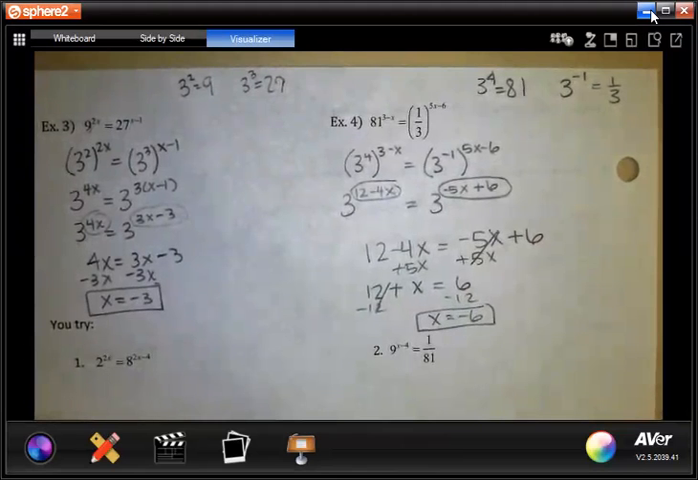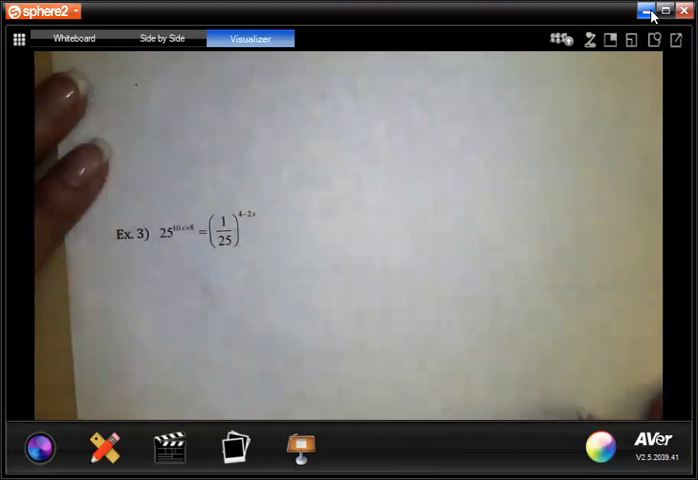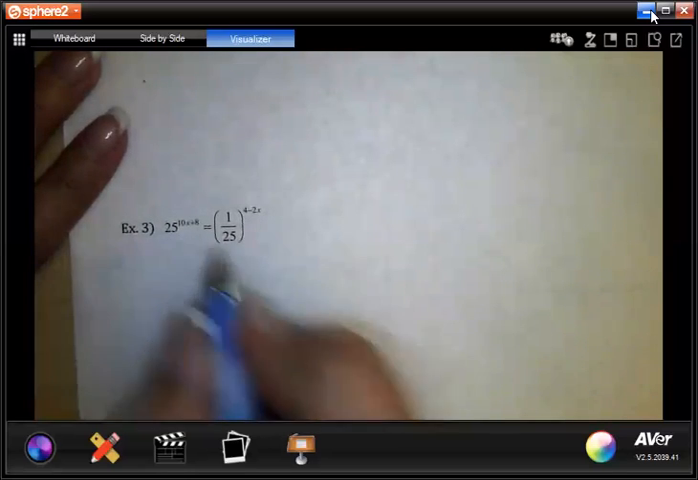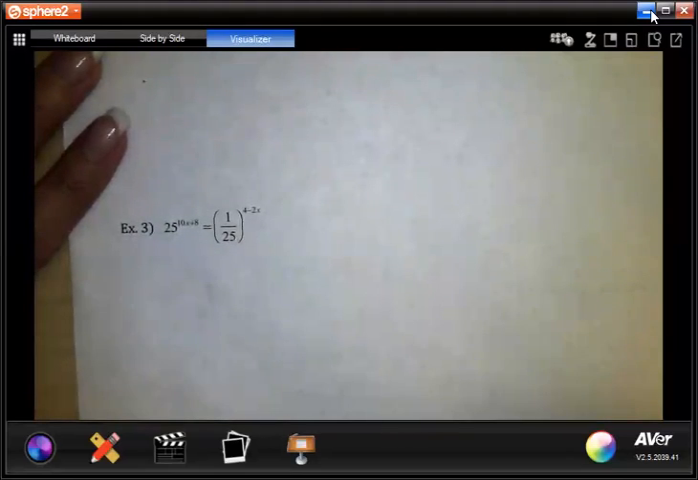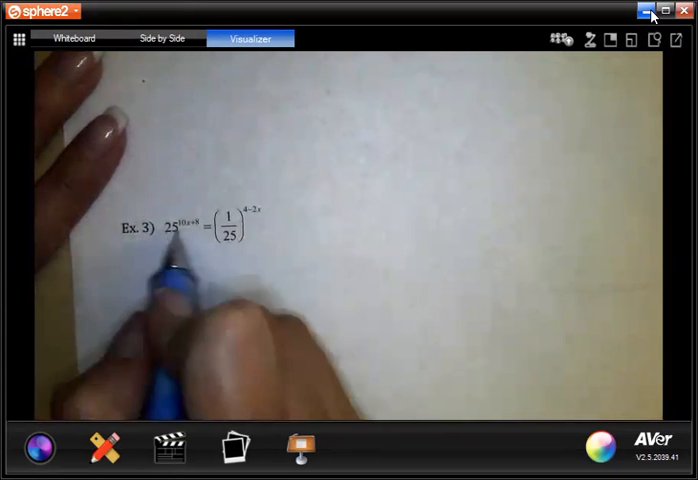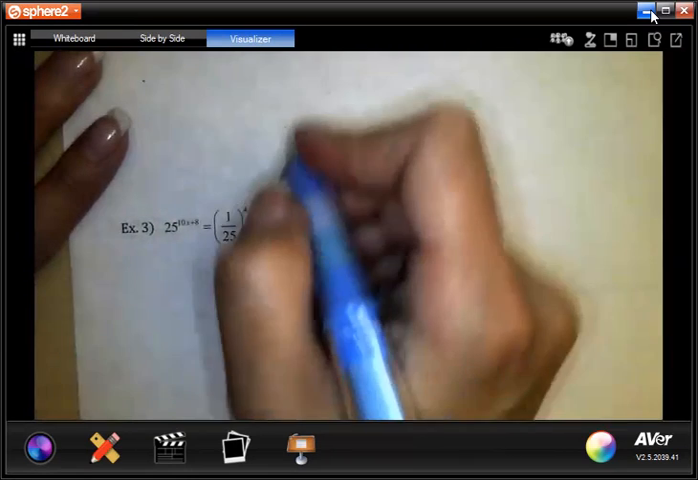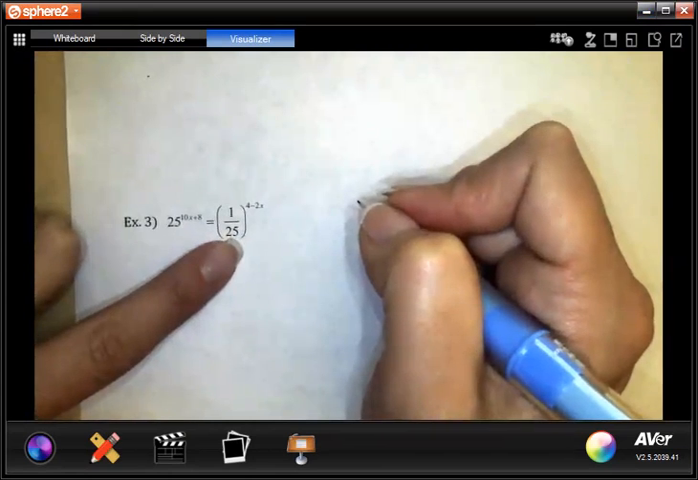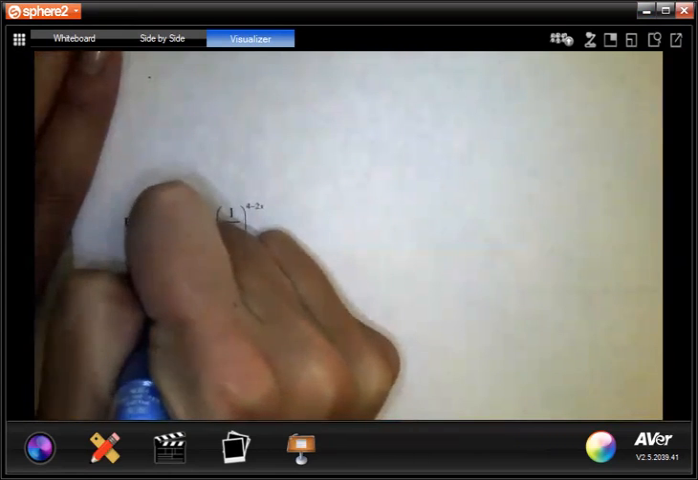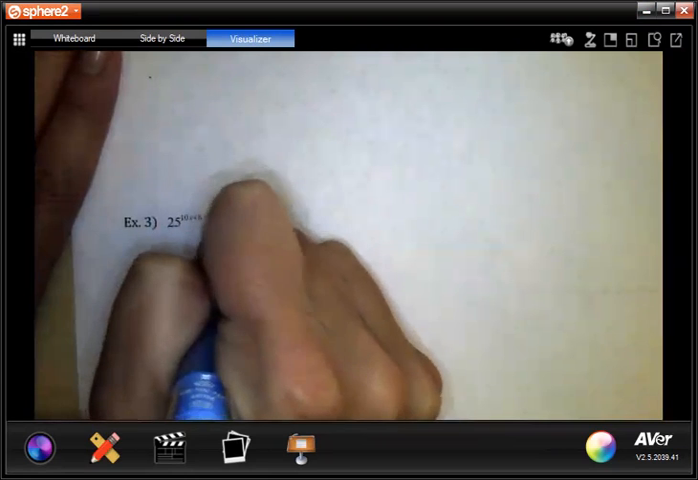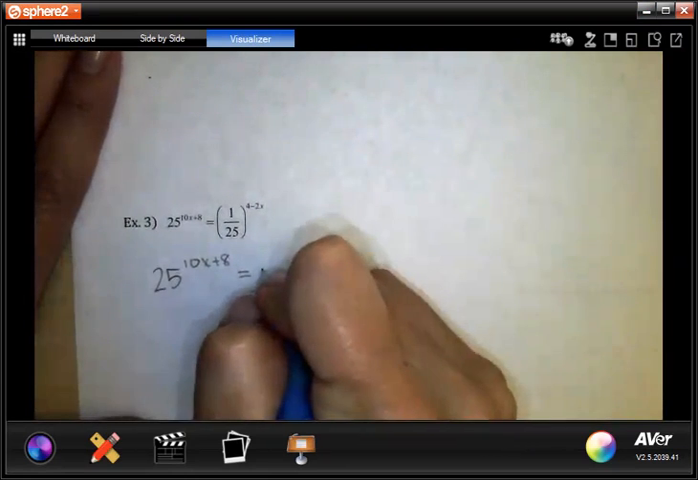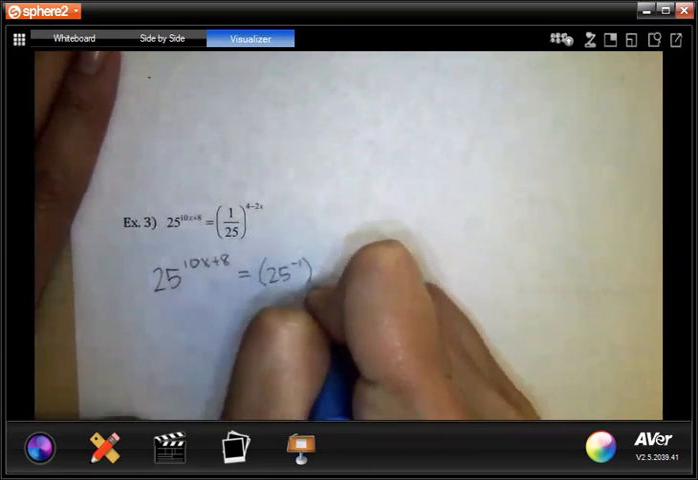All right, we're going to try one where you're going to see a little bit harder here. Again, we want to get the same base. And so we have two different options here. We can take this all the way down to a base of 5, or both of them can have a base of 25. This is already 25, and this one I can do 25 to the negative 1 power. So we get 25 to the 10x plus 8. I don't change it since it's already got that base. And then this one would be 25 to the negative 1 power.